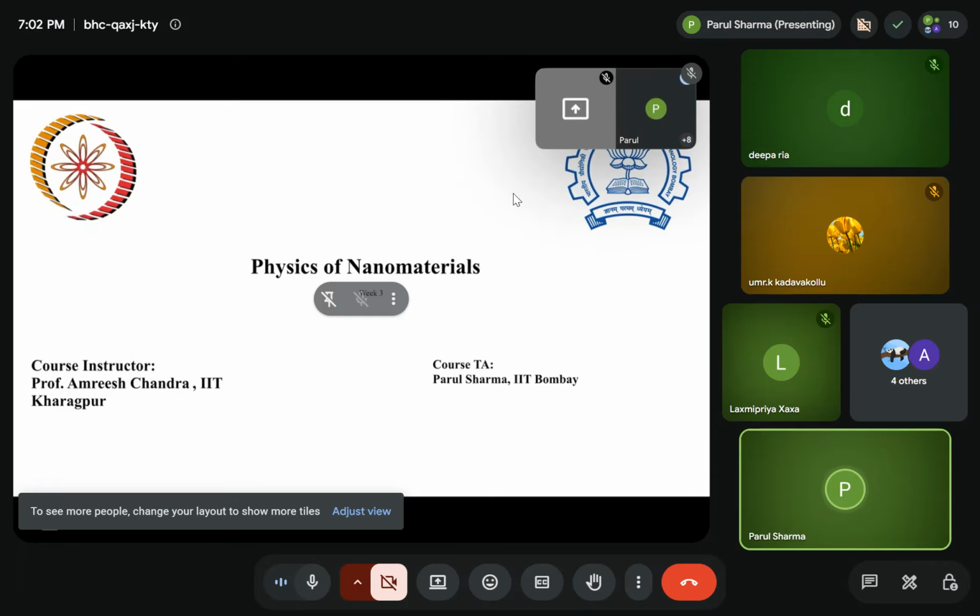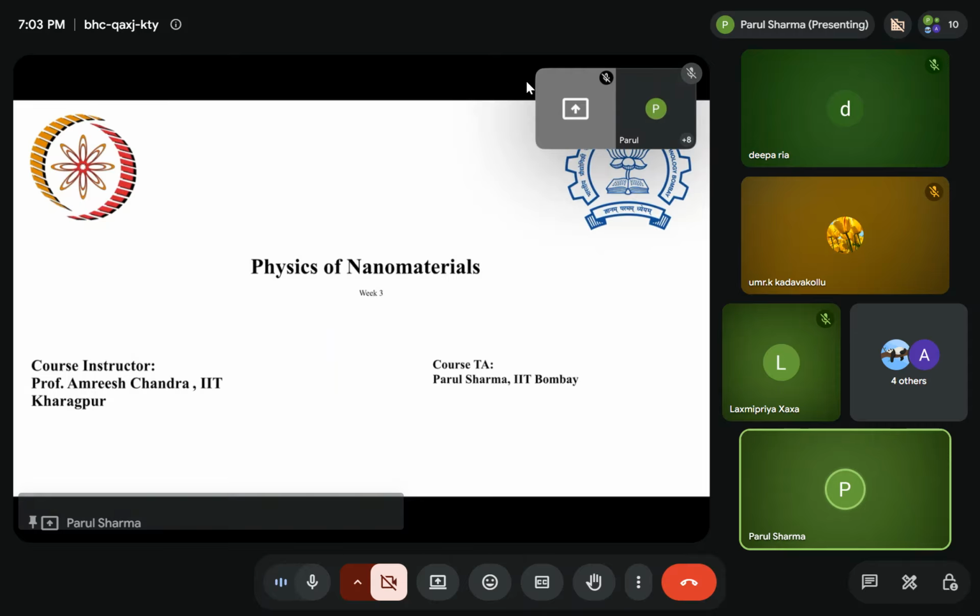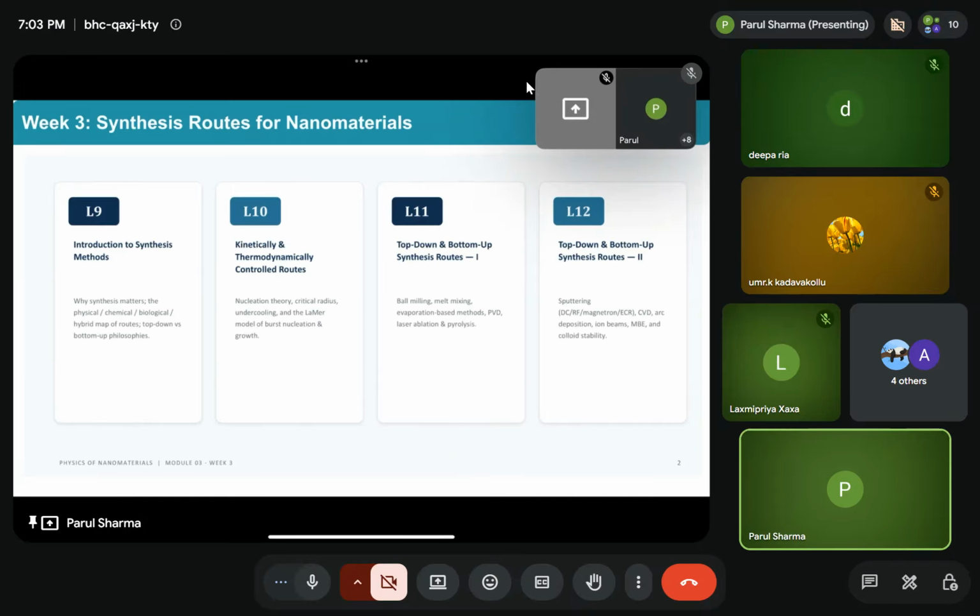In the past 2 weeks we have talked about what nanomaterials are, what the significance of nanomaterials is, and then in the second module we saw the applications as well as the quantum confinement in nanomaterials. In today's lecture we will talk about the synthesis of nanomaterials. How can we synthesize nanomaterials?